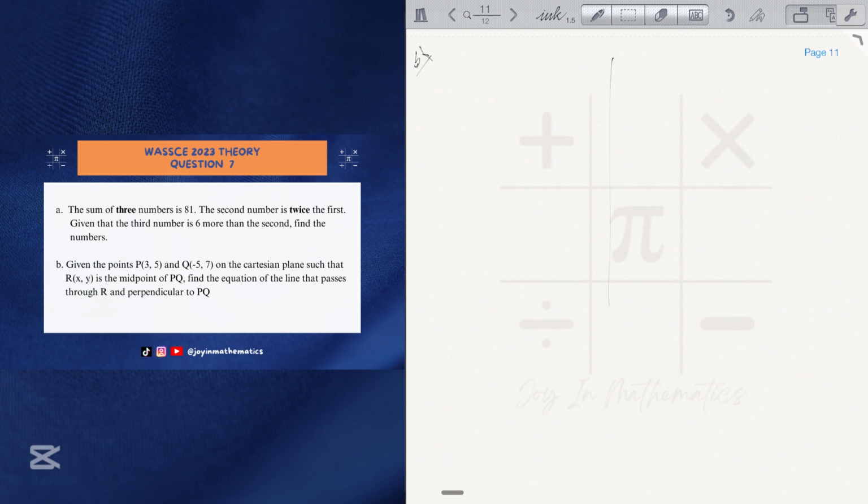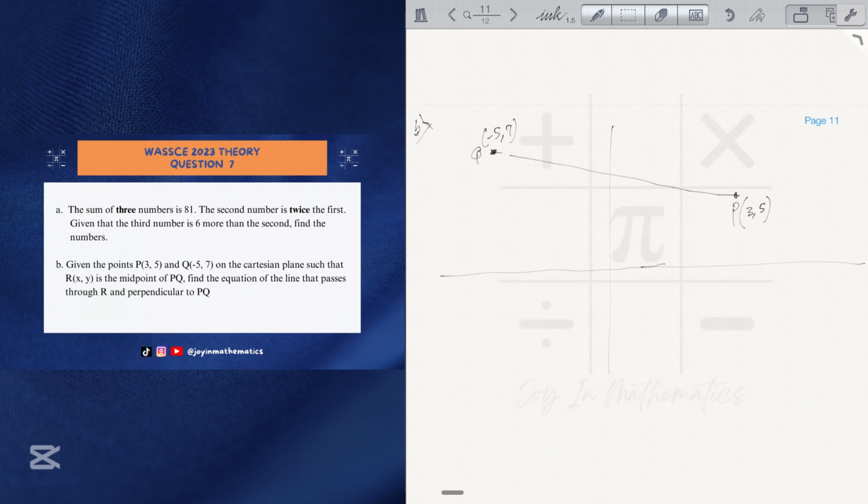So let's draw that first, such that we'll have 3,5. Let's put it here, and minus 5,7. So this is point P, which is 3, 5, and we'll call this point Q, which is minus 5, 7. Now we are joining these two together. Now let's proceed back to the question.